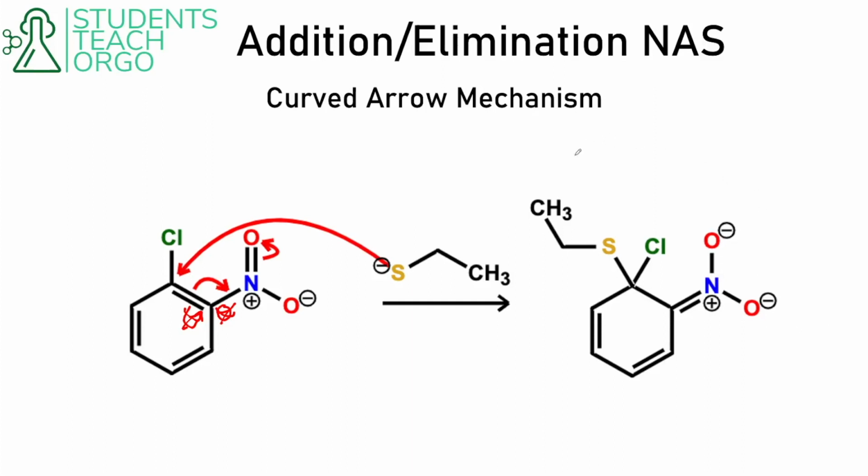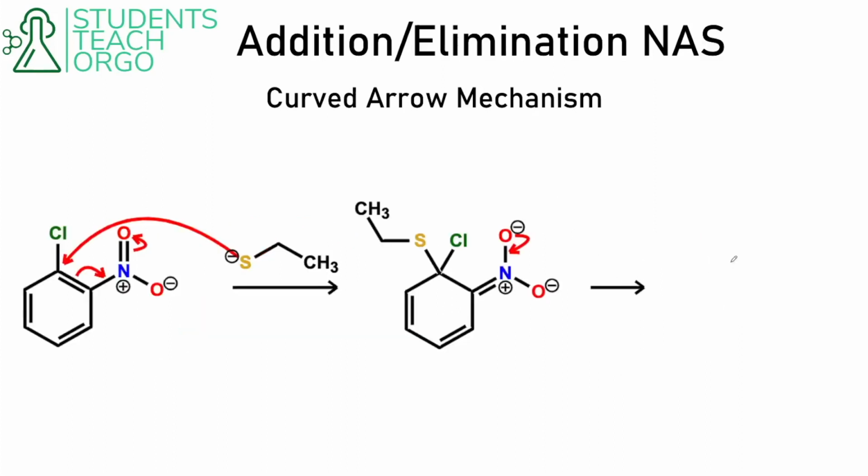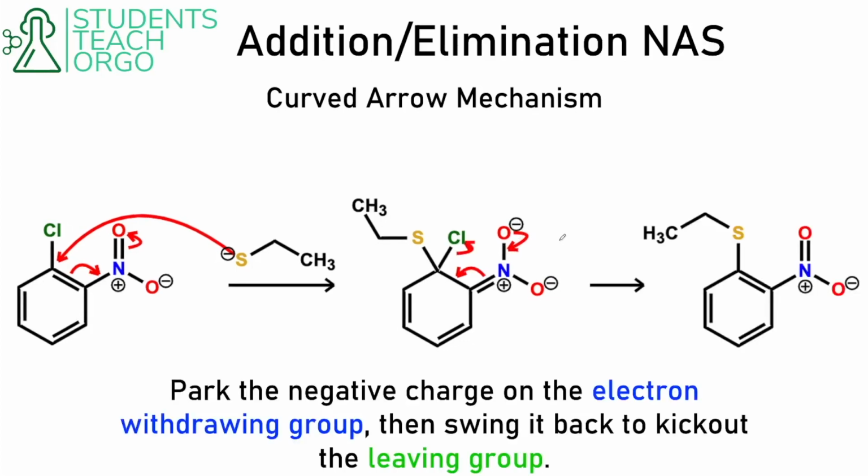Now, once we get to this intermediate right here, we're not quite done, because if you've noticed, we've broken the aromaticity of the aromatic ring. So the only logical thing to do is then take that negative charge that we just put on that oxygen, bring it back, and reform our benzene. And that is going to look a little something like that, where we start with the minus charge, come down here to remake the double bonds, and that arrow will move here to remake benzene, and then we finally kick out chlorine, which is our leaving group.